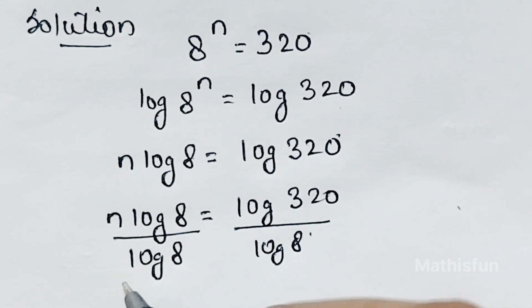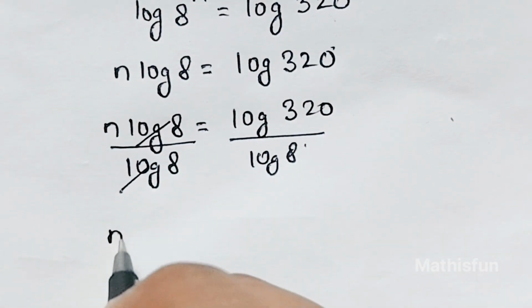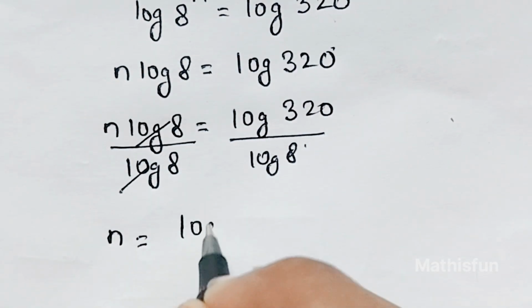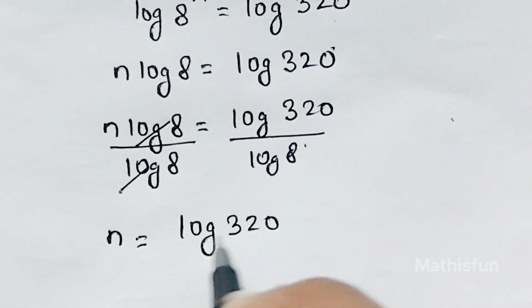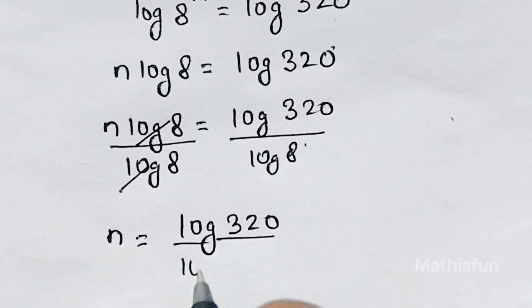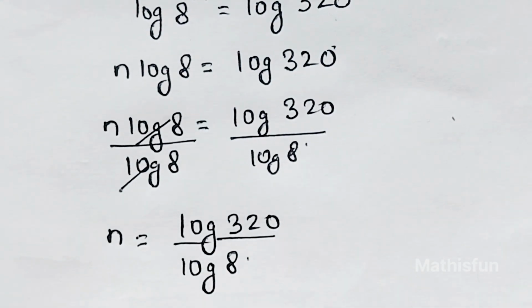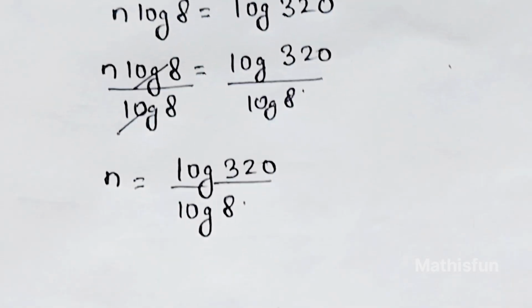In this case, this log 8 got cancelled. We are left with n is equal to log 320 upon log 8. Clear?